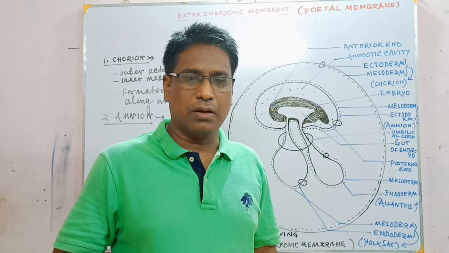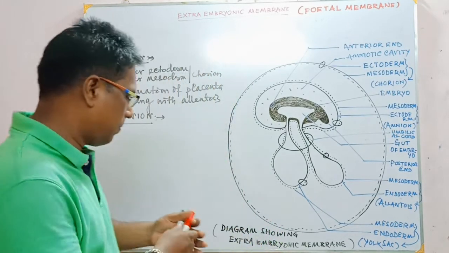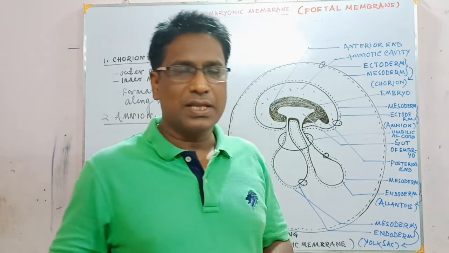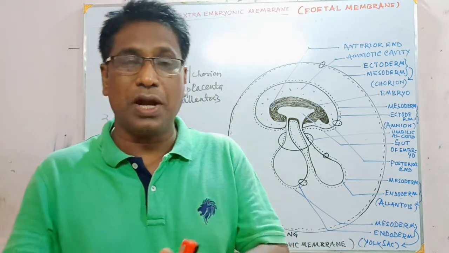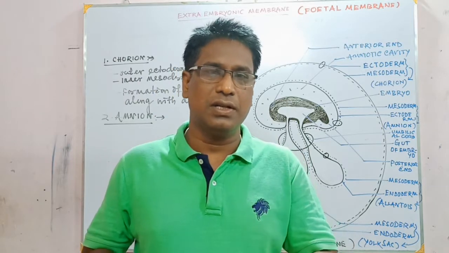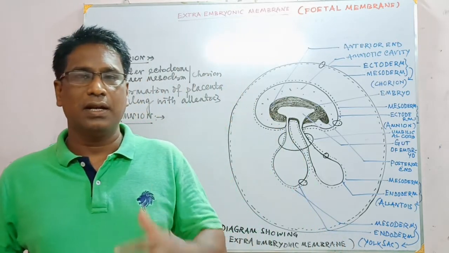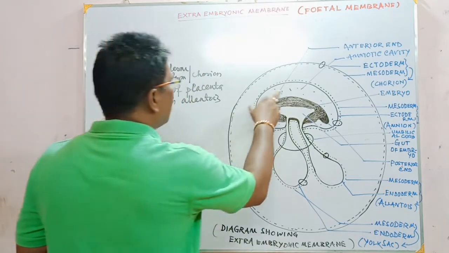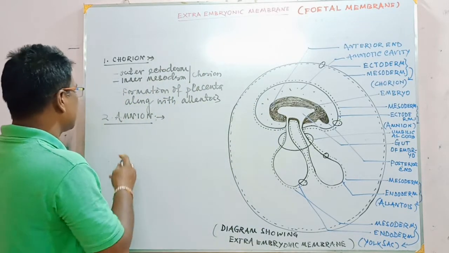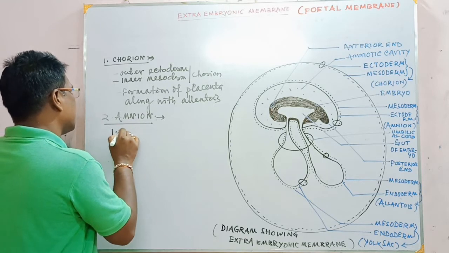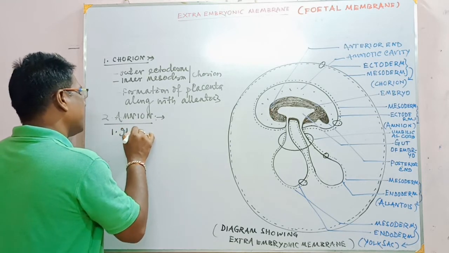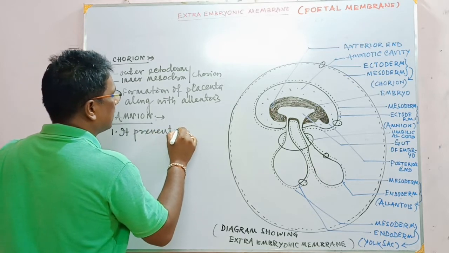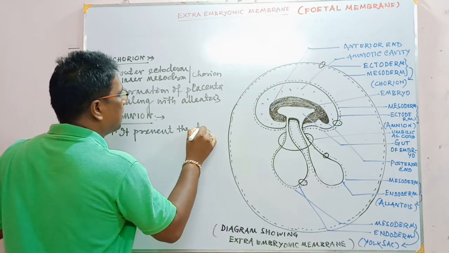Amniotic fluid has several functions. Some important functions are carried out by the presence of the amniotic fluid. So what are the functions of the amniotic fluid? Students, the first and important function is that it prevents the drying of the embryo.